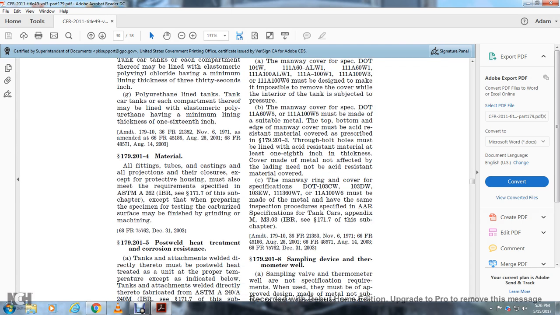acid-resistant metal material covered. The manway ring on the cover of the specification 103CW and 103DW and 103EW and 111A60W7 and 111A100W6 must be made of metal and have the same inspection procedure specified in the AAR specification for tanker cars, Appendix M, M3.03, IBR 171.7 of the subchapter.